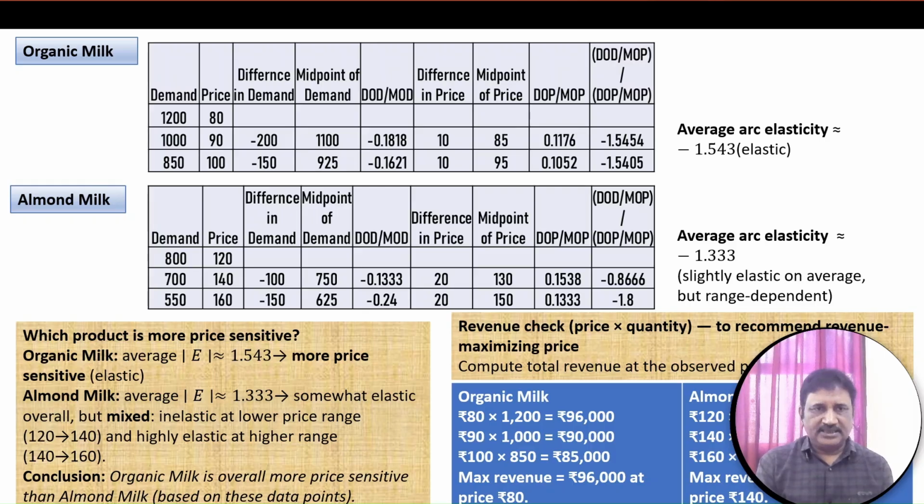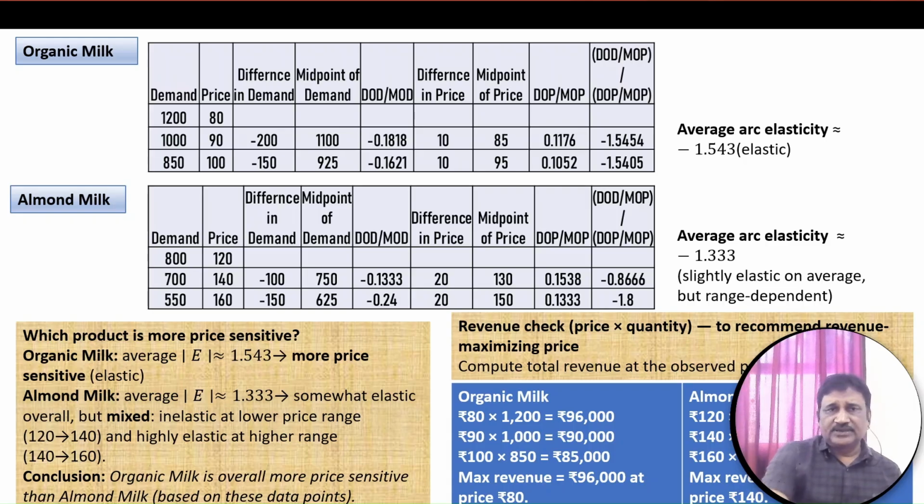Inelastic at lower price range between 120 to 140, and highly elastic at higher price range between 140 to 160. So conclusion, organic milk is overall more price sensitive than almond milk based on the data points.